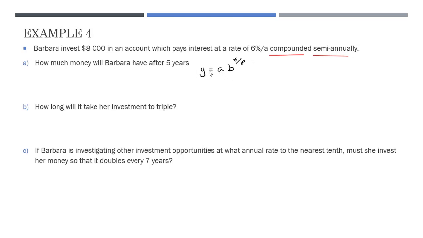So first of all, Y. Well, that's what we're looking for. We want to know how much money. So we'll just leave that as Y. A is our initial amount, and that's $8,000. B is our rate of change. Now this is where it gets tricky. It might be very tempting to say, hey, it's 6%, so therefore it's 0.06, and it's actually 1.06 because we want that total as well.